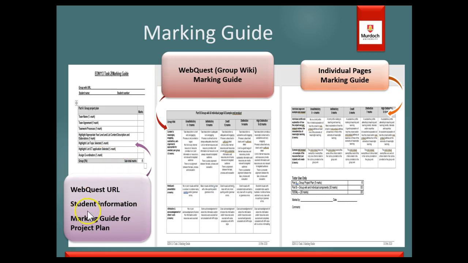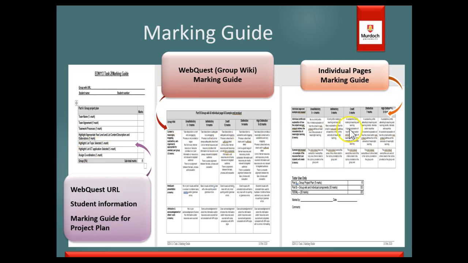The first section is where you will upload your web quest's URL, your student name and student number, and this section will be used to mark your project plan. And then the next part is the web quest, the group wiki. This is where you will be evaluated or assessed on your whole web quest, all the group pages. And then the last section is where you will be assessed on your individual pages.